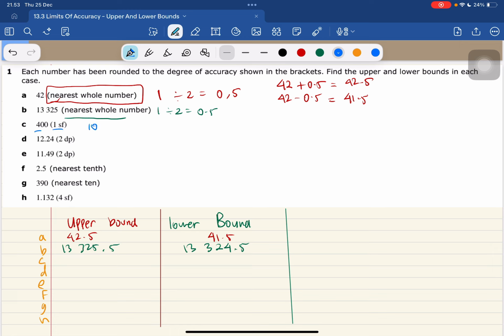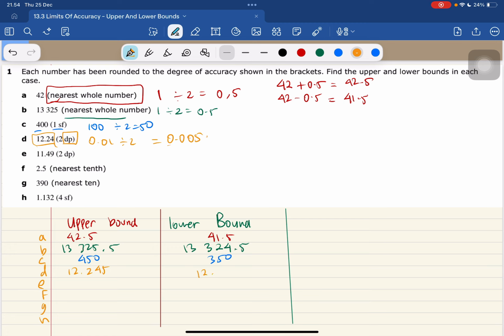Next, one significant figure is here. So this is 100, and we make it a half, which is 50. So 400 plus 50 is 450 as the upper, and the lower is 400 minus 50, which is 350. Two decimal places, so it's going to be 0.01. We make it a half, so it's going to be 0.005. This number plus 0.005 is 12.245. While for the lower bound, we minus 0.005.